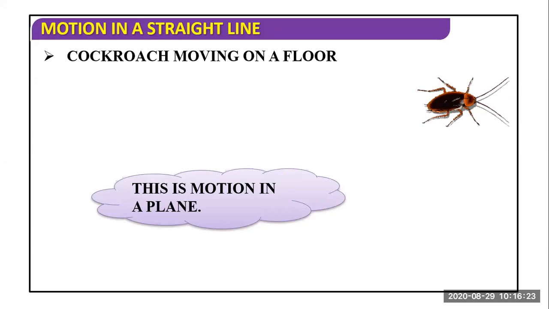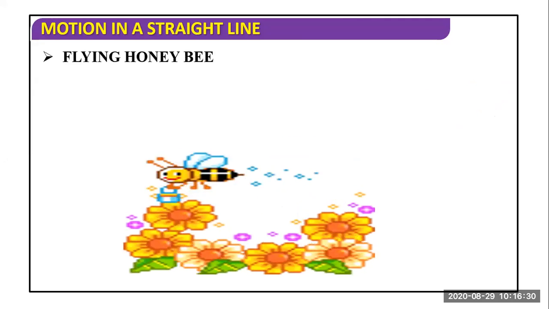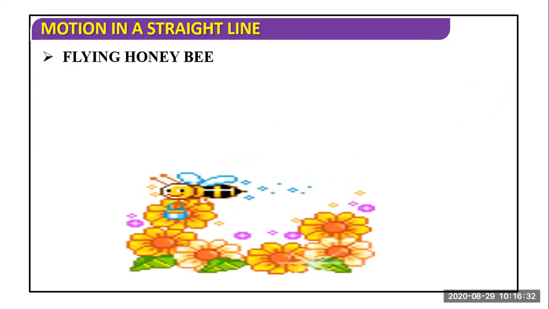So this is motion in a plane actually. That is also two-dimensional motion. Third, we can see any flying object, suppose we have a bee. So what is the honeybee's motion? 3D motion, or it is motion in space.